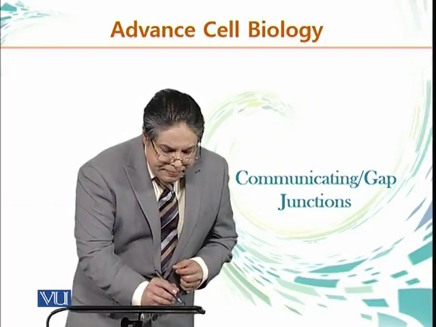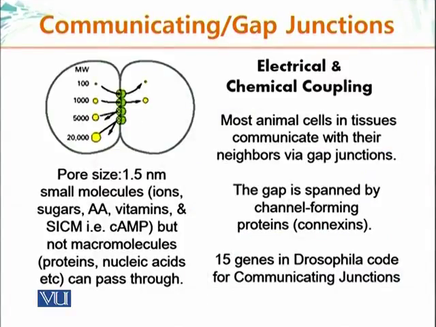So let's get there. Communicating junctions, or gap junctions, as I have mentioned earlier, electrically and chemically couple two adjacent cells. Most animal cells in tissues communicate with their neighbors via gap junctions. The gap is spanned by channel-forming proteins called connexins, and the channel they form is called the connexon. The pore size that is formed by these connexin proteins is about 1.5 nanometers.